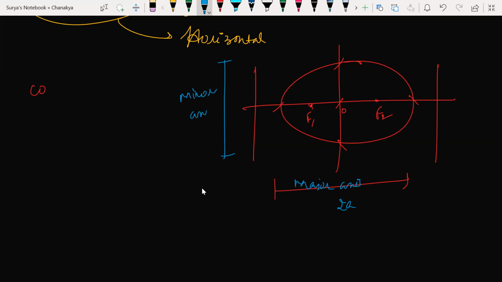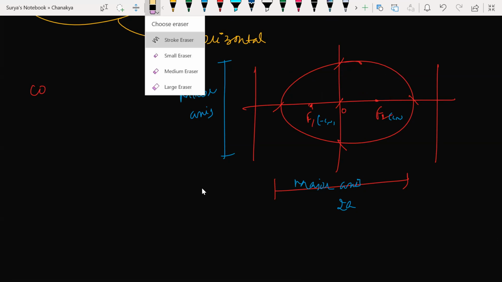Minor axis, correct. So this is my minus c comma 0, this is c comma 0, and this length would be what? This length would be c. You know this already, right? So let us not write everything and make the diagram so clumsy.